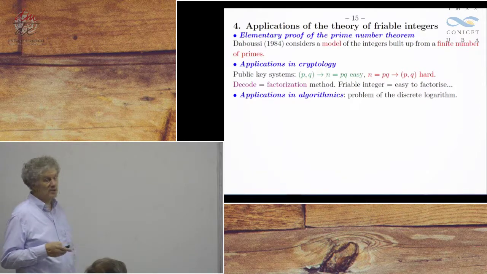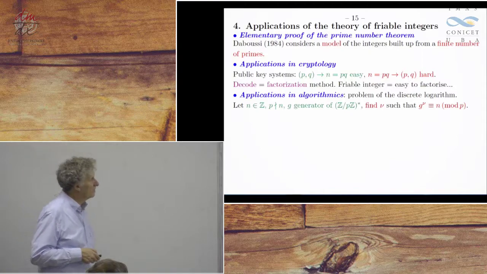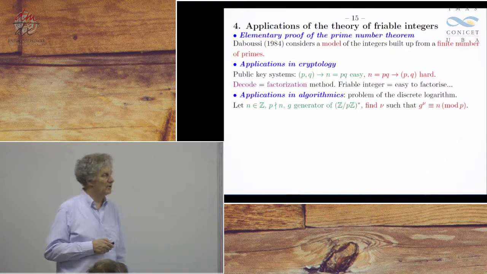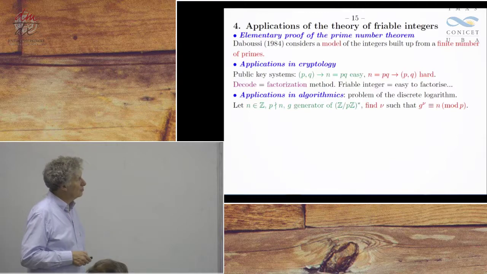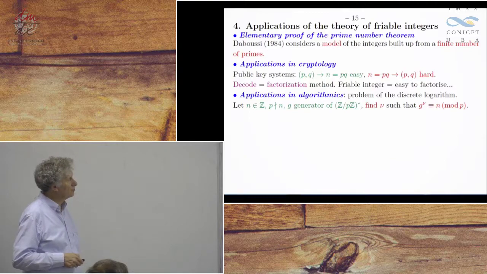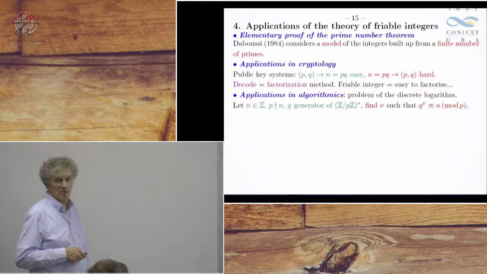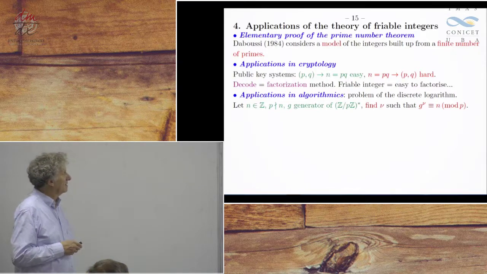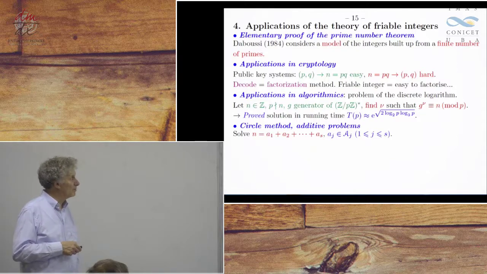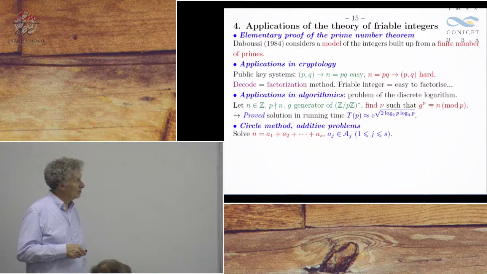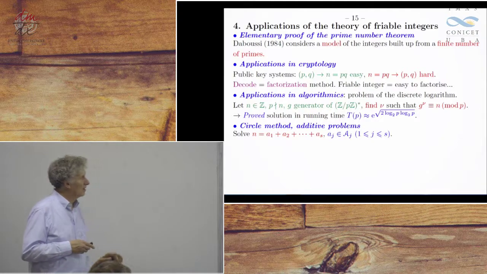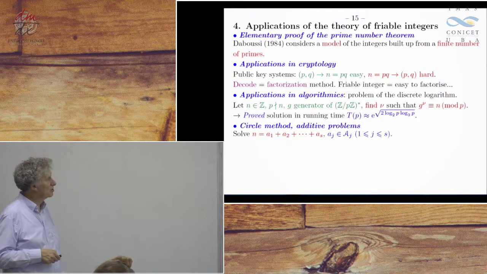Algorithmics, the problem of the discrete logarithm. If you have the multiplicative group modulo p, and you have n, and you want to know what is the exponent. If g is the generator of the group, you want to know what is the exponent corresponding to n. And there is a proved solution in running time T of p, with this T of p also using friable integers. The circle method, additive problems. You want to solve n as the sum of s integers belonging to certain sets.